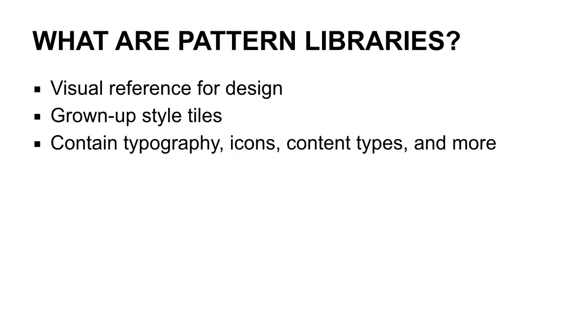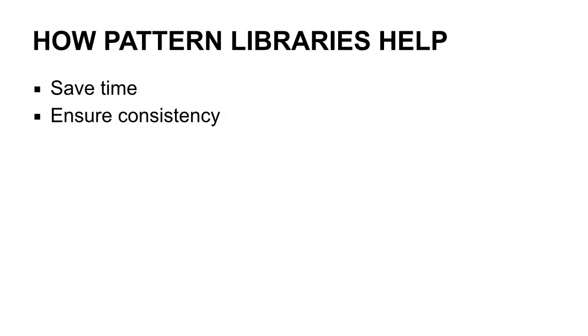Now let's talk a bit about pattern libraries. They're a visual reference for everything inside of your design. They're a lot like a style tile, but all grown up. Inside of them, you'll find things like typography, along with the type sizes, icons, content types, colors, and other UI elements. Pattern libraries are helpful because they help you save a ton of time by cutting down on repetition.